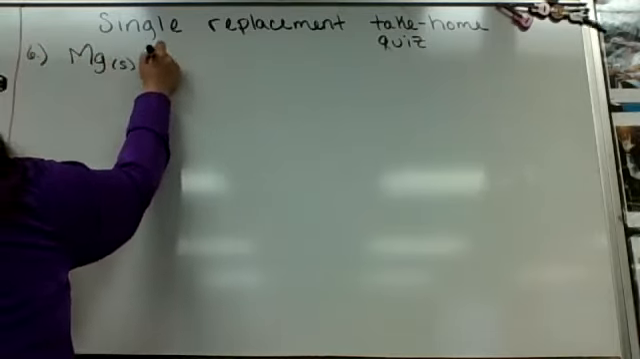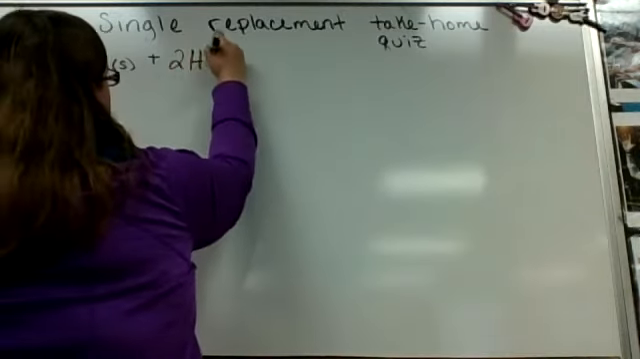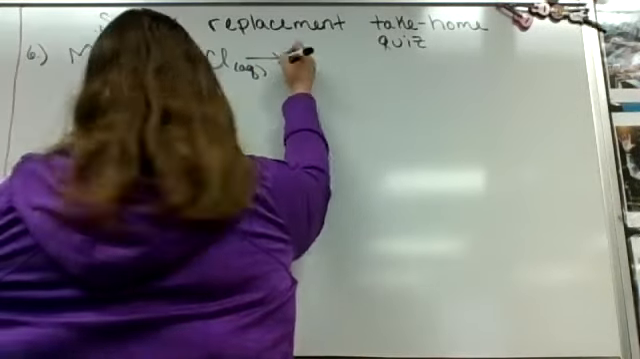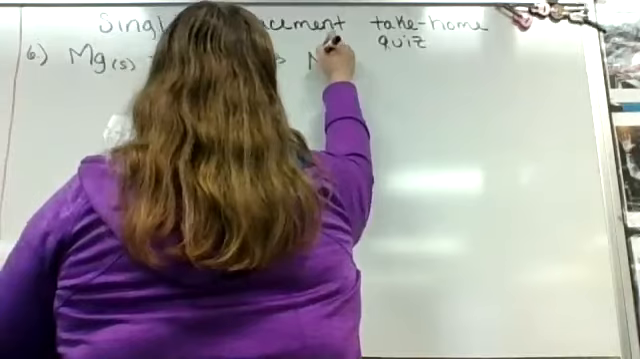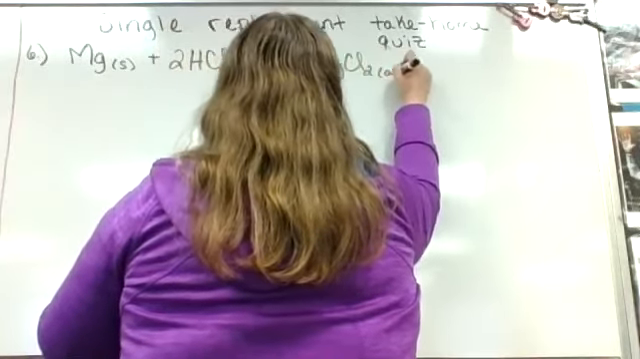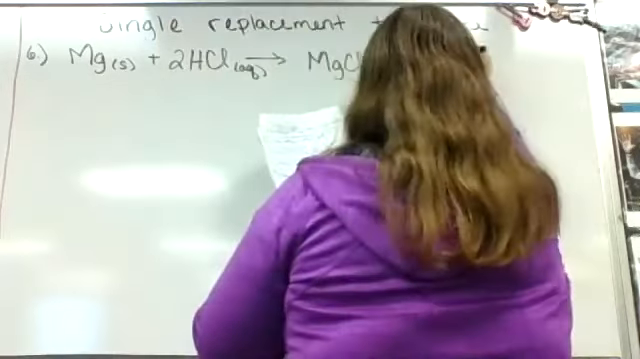Magnesium solid, so number 6. Magnesium solid plus 2 hydrochloric acid aqueous yields magnesium chloride aqueous and hydrogen gas.